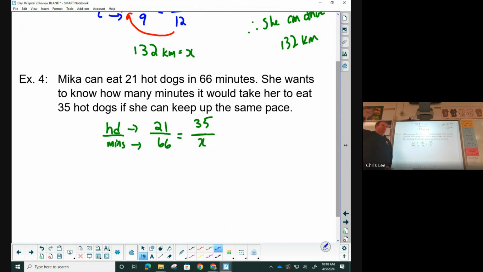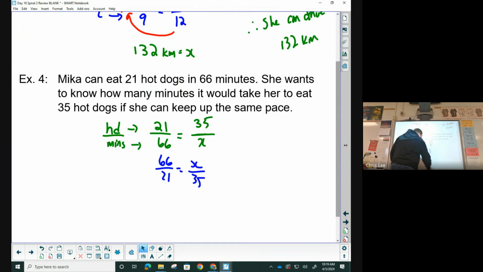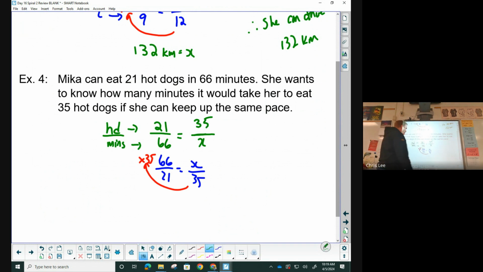Good job, Trey. I knew it was someone over here. But before I can do inverse operations, I've got to flip it, right? Yep. 66 over 21 equals x over 35. 66 times 35, then divided by 21. There's 110. 110? Yeah.